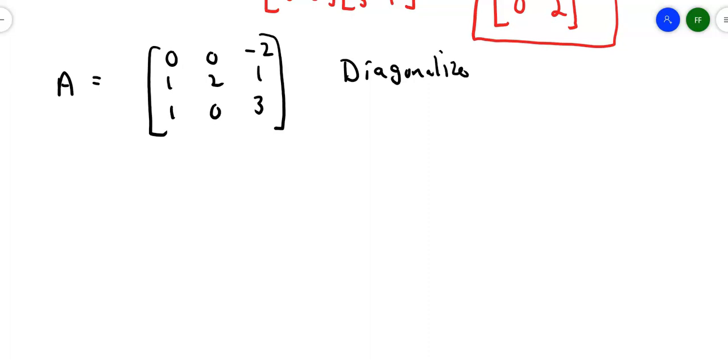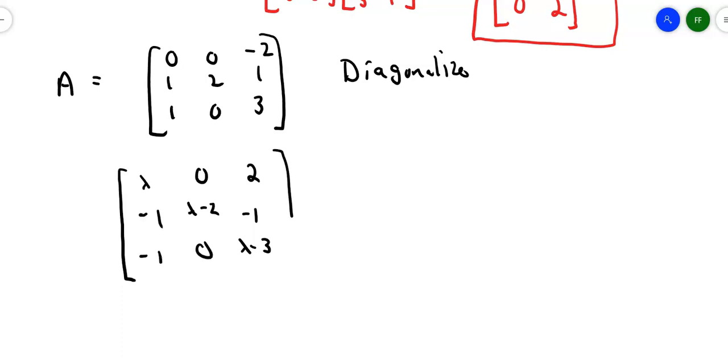So the first thing is I got to do lambda I minus A. So if I go down the diagonals, lambda minus each of those is going to give me a lambda minus 0, which is just lambda, lambda minus 2, lambda minus 3. All the others will just be opposite signs. So 0, 2, negative 1, negative 1, negative 1, 0. Okay. There's my lambda I minus A.